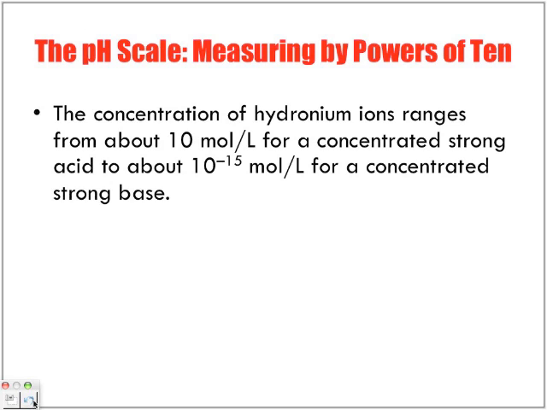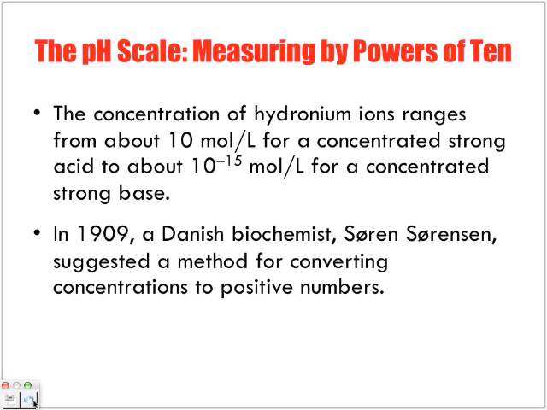pH scale measuring by powers of 10. The concentration of hydronium ions ranges from about 10 moles per liter for a very concentrated strong acid to about 10 to the power of negative 15 moles per liter for a concentrated strong base. One opposite to each opposite end of the spectrum on the pH scale. In 1909, a Danish biochemist called Sorensen suggested a method for converting concentrations to positive numbers.